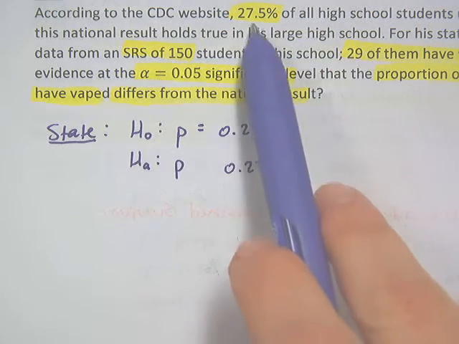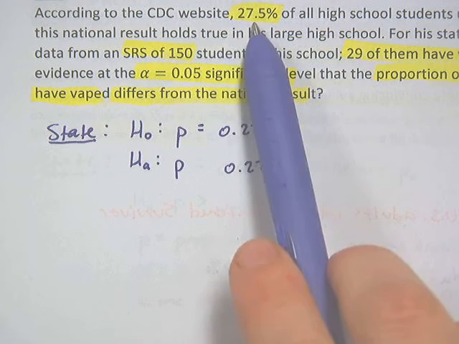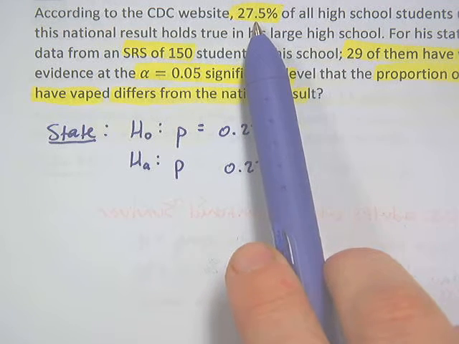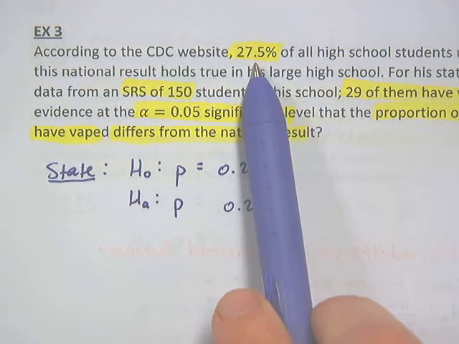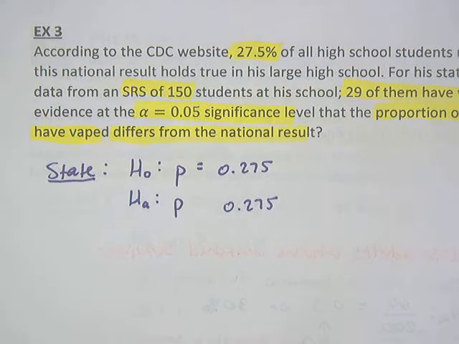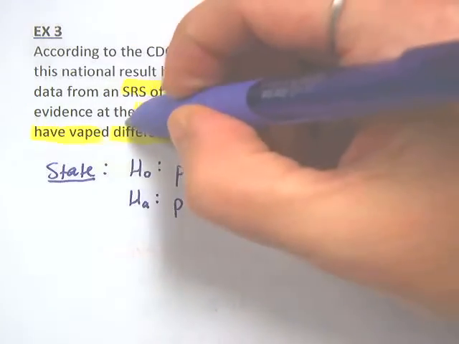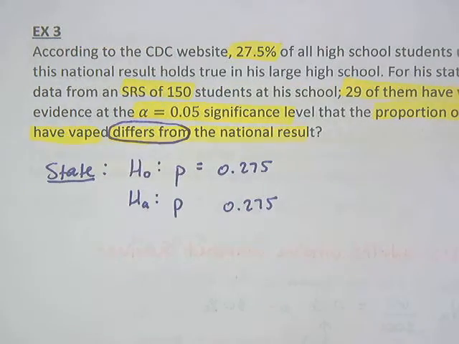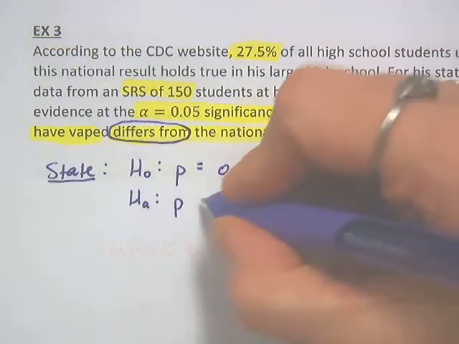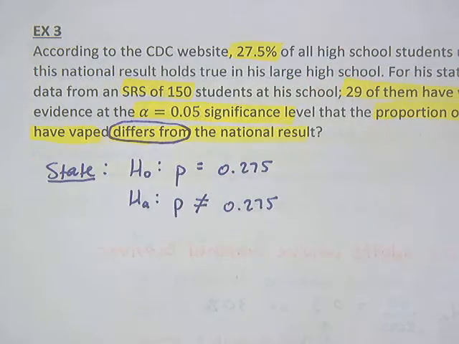So there's this national result that this percentage of all high school students have vaped, and this is from 2019. Anton just wonders if this is true for his high school. And if you'll read at the end, there are a couple of words that let you know what symbol you're supposed to use right here. He wants to know if the proportion of students at his school who have vaped differs from. So he doesn't know if it's more than 27.5% at his school or less than, but he's just testing to see if it's different than, differs from.